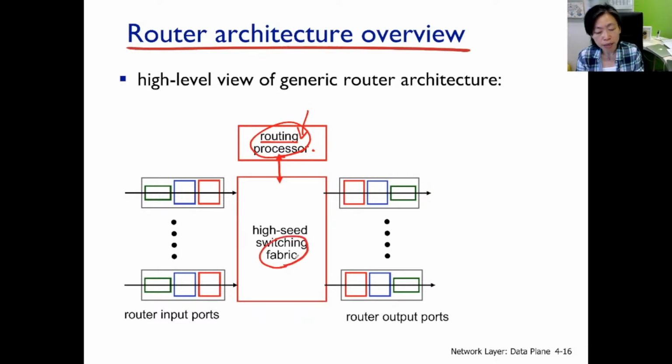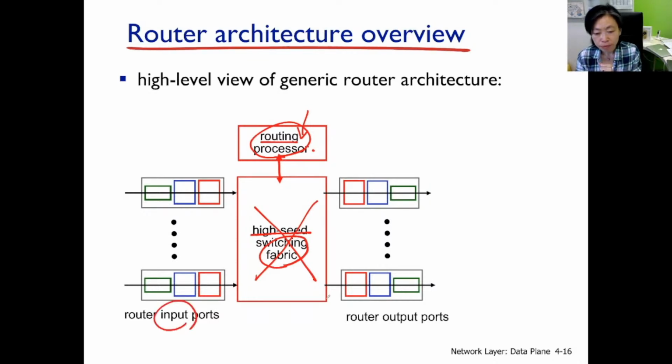Second most important entity, the switching fabric. Well, people will argue this is probably the most important entity because this is the part of the router that is doing the actual switching, the actual moving of the packets. And we know that the packets need to be moved very, very fast. So these switching fabrics definitely need to be high speed.